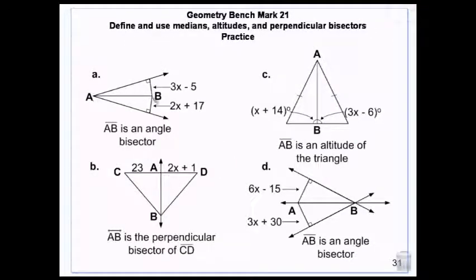If I have an angle bisector, that tells me that these two angles are the same, which tells me these two lengths are the same. So I'm going to set them equal to each other. Subtract that 2x from both sides. And I get x minus 5 equals 17. Add 5 to both sides. And you get x equals 22.